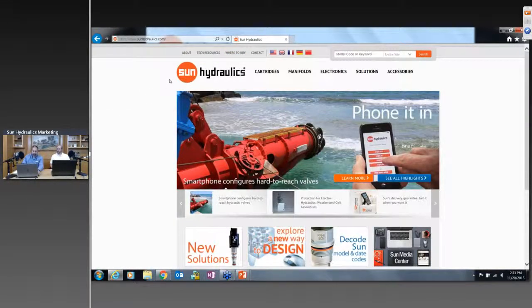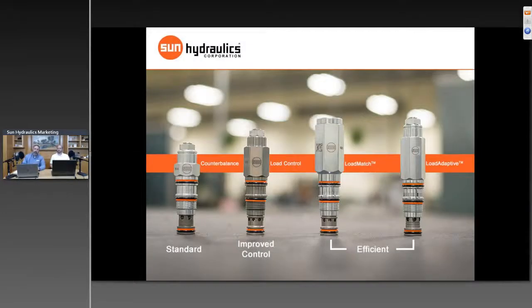So I see that another question has come in, and the question reads this way. Sometimes customers have problems with stability of load control, and we need to go back to standard. Not sure where that's going. Well, what that goes back to is, again, the complexity of choosing just the right counterbalance valve for an application.